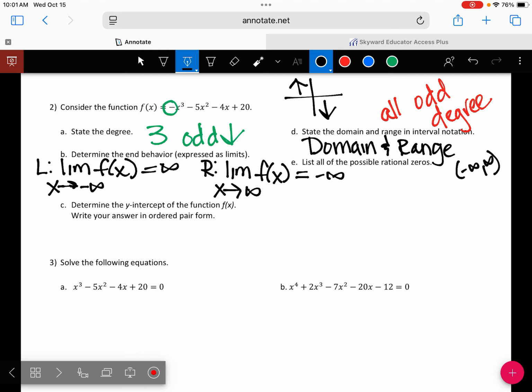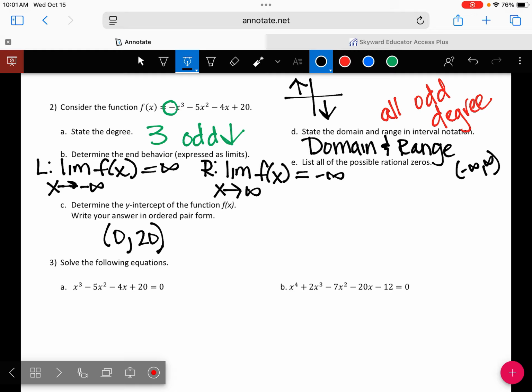Okay, now let's list the possible zeros. So what I'm going to do is list all of the numbers that can divide into 20. Oh, I skipped over C, sorry. When you do C for your y-intercept, you substitute your 0 in for x, and you will be left with (0, 20).